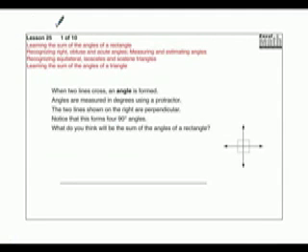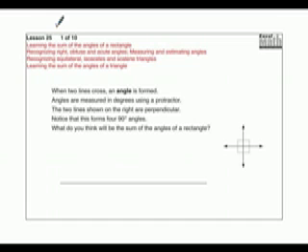All right, here we go with 6th grade Excel lesson number 25. We're going to be looking at the sum of the angles of a rectangle, right, obtuse, and acute angles, measuring and estimating angles. We're going to look at equilateral, isosceles, and scalene triangles, and the sum of the angles of a triangle. So a lot of stuff having to do with angles and shapes today.